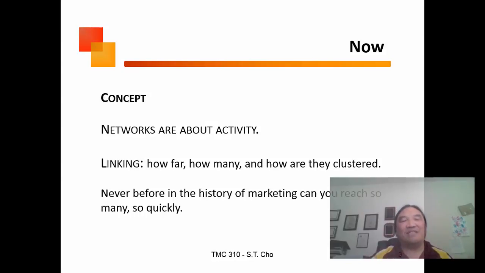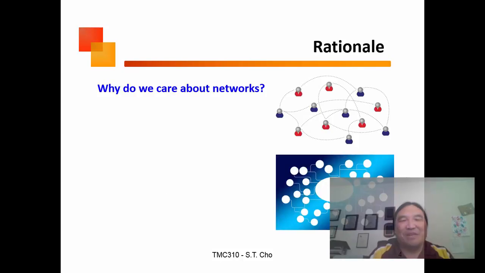Fundamentally, the main concept behind a network is activity. It's about how they're linked together. But a network is no good unless it's active, that the nodes are working, that things are communicating, transacting. And that's highly dependent on how all your little points are clustered together, or how far apart they are, and how they're structured. Never before in the history of marketing could you reach so many so quickly.